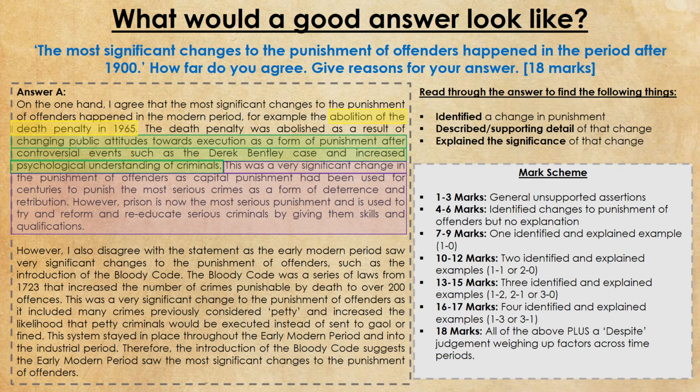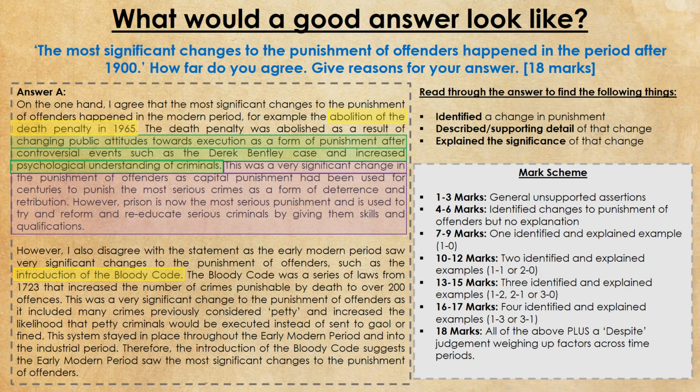However, I also disagree. So now they've done their agree, but now they're going on to say, actually, I don't think that the modern period saw the most important changes. I disagree with the statement as the early modern period saw very significant changes to the punishment of offenders, such as the introduction of the bloody code. So here they have identified a change in punishment in a different time period. They're no longer saying the modern period. They're saying the early modern period actually saw the biggest changes. For example, the bloody code. We would expect them to now offer some supporting detail about what the bloody code is.